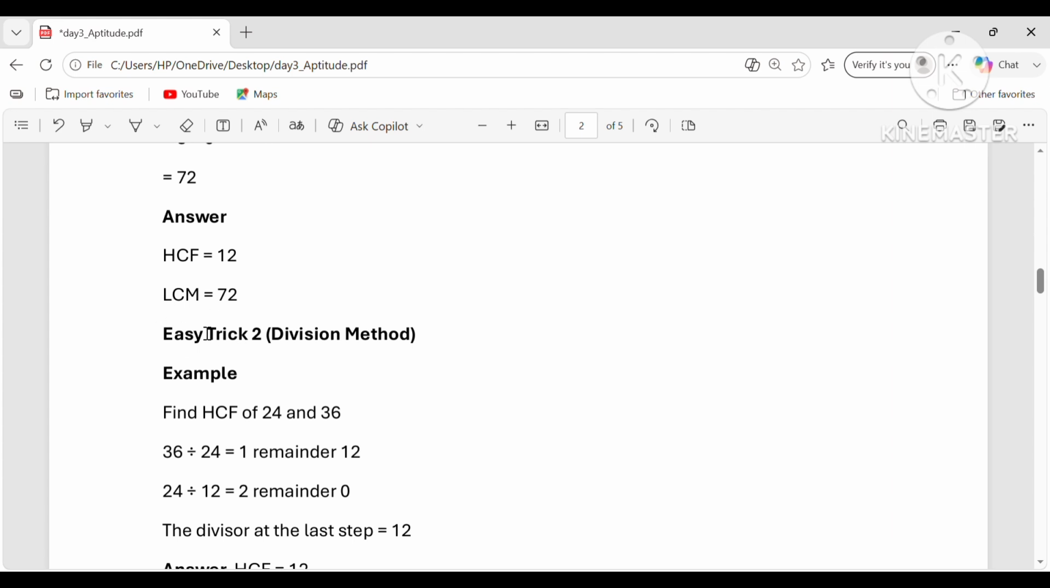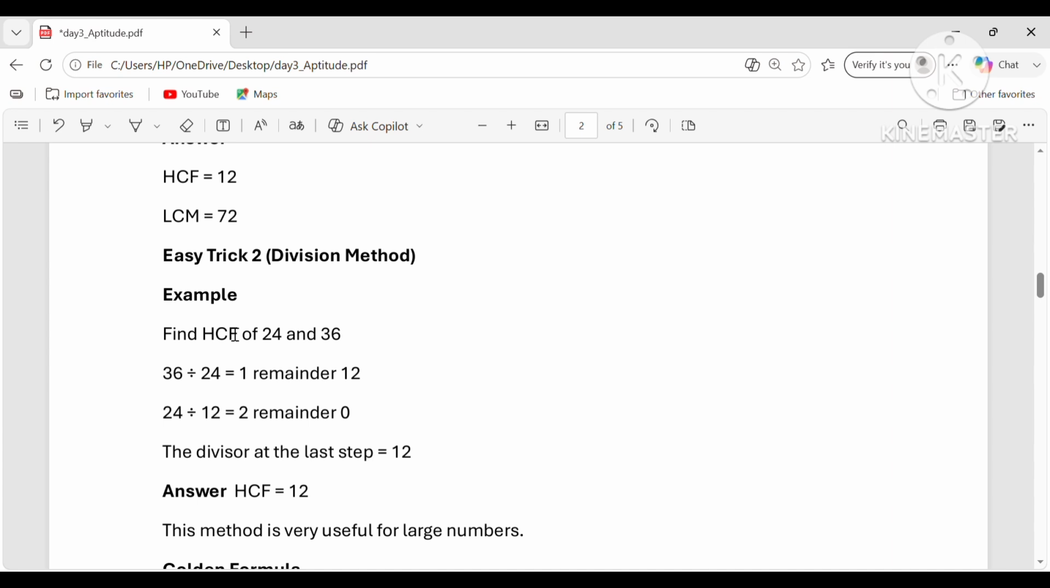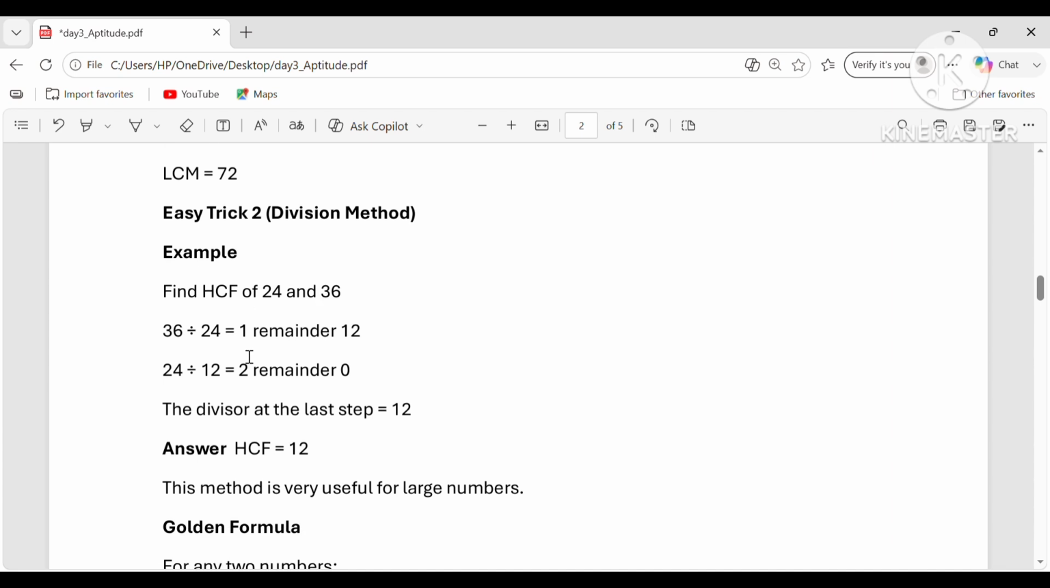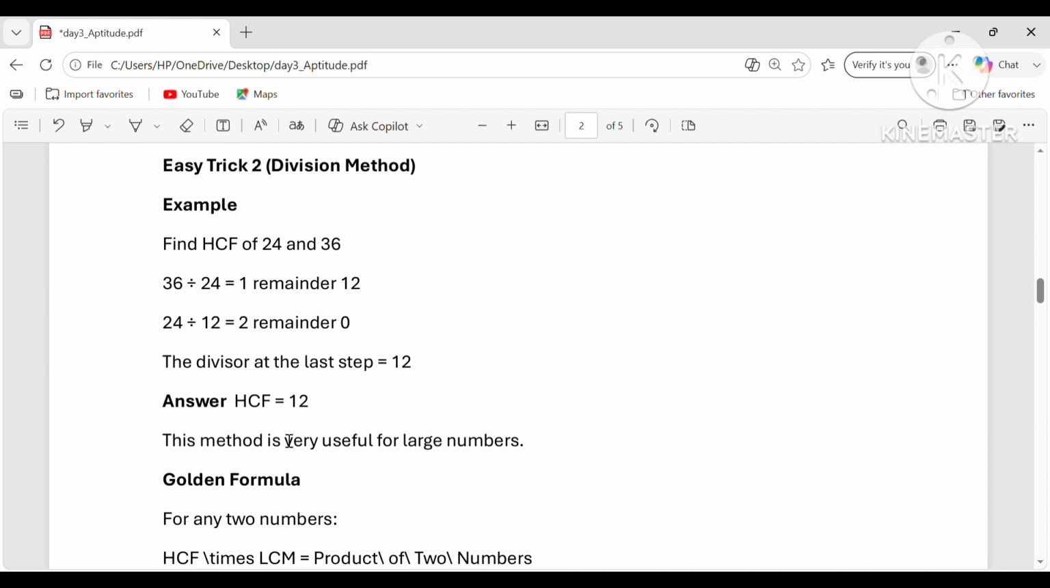Easy trick 2, division method. We need to do division. 36 divided by 24 equals 1. The remainder is 12, and 24 divided by 12 equals 2. The remainder is 0. The divisor at the last step equals 12. So HCF equals 12. This method is very useful for larger numbers.